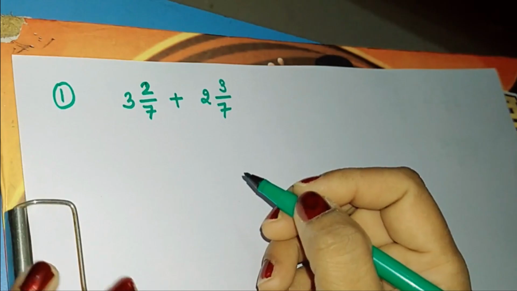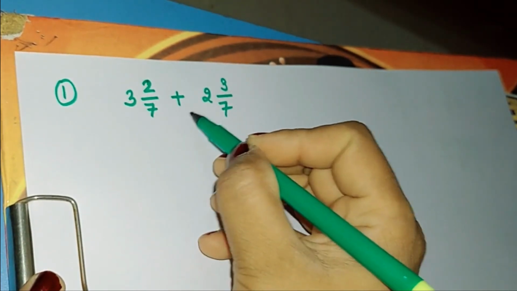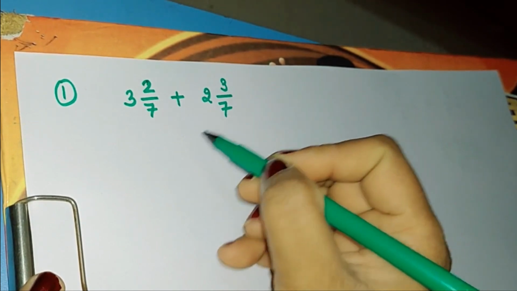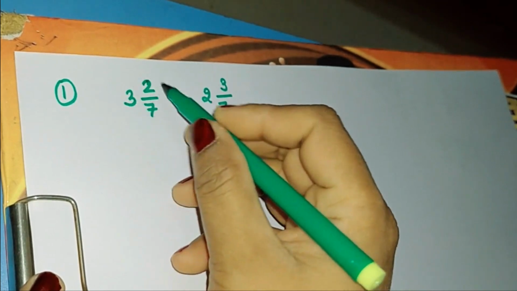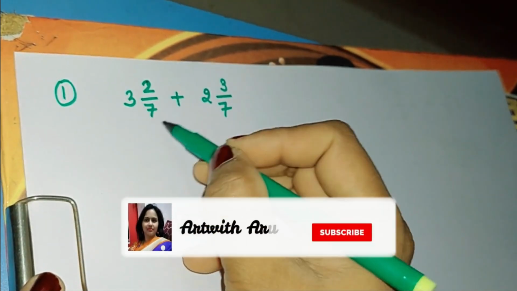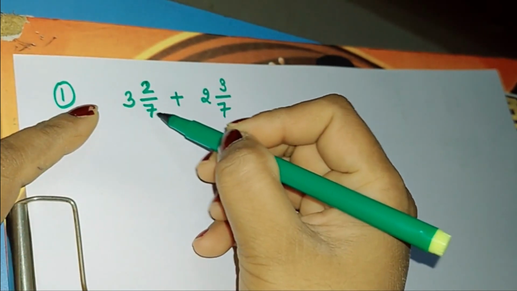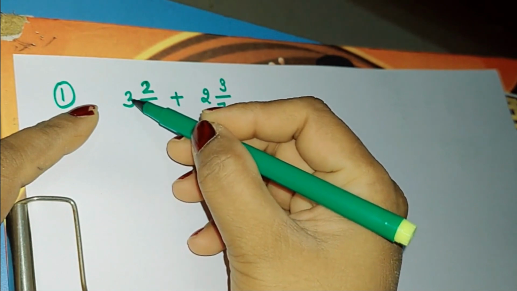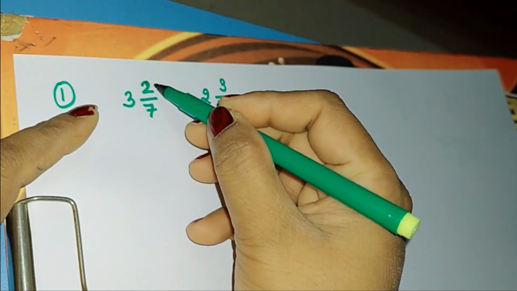Let's start. Our first example is 3 2/7 plus 2 3/7. Here in both the fractions we have the same denominator, but both the fractions are mixed fractions. So we need to convert this mixed fraction into improper fraction first. To convert this mixed fraction into improper fraction, first of all we need to multiply this 3 by this 7 and then the result is added with this 2.